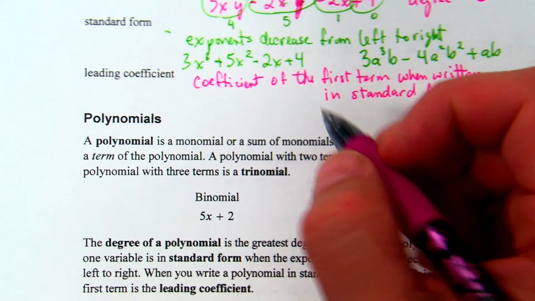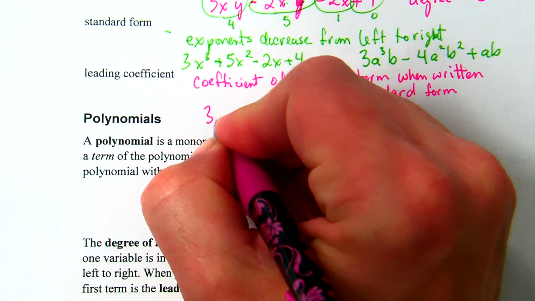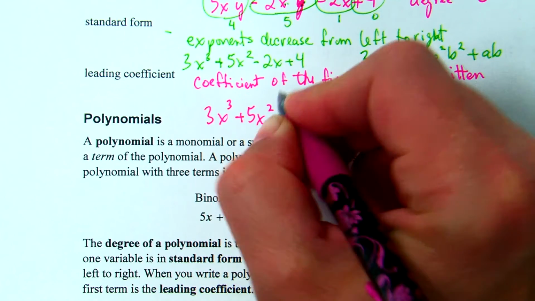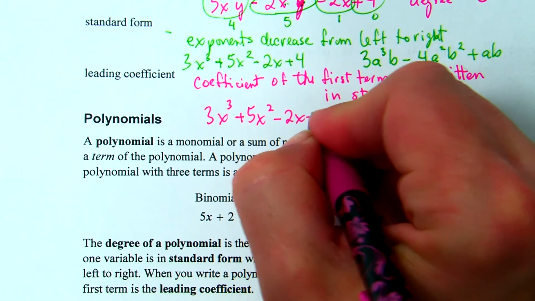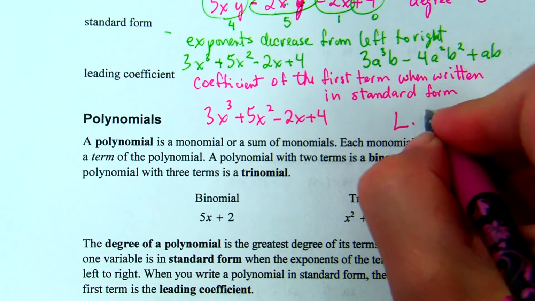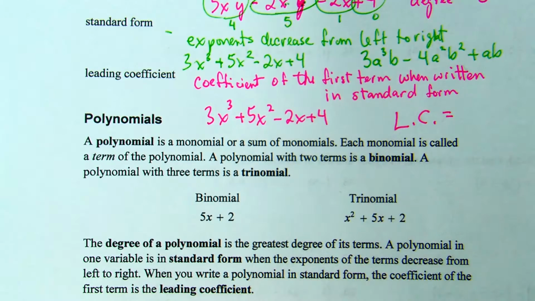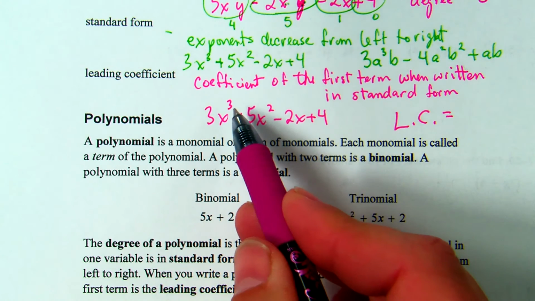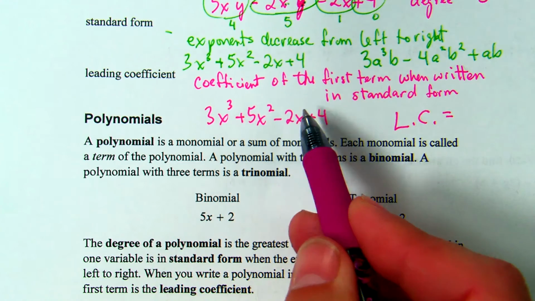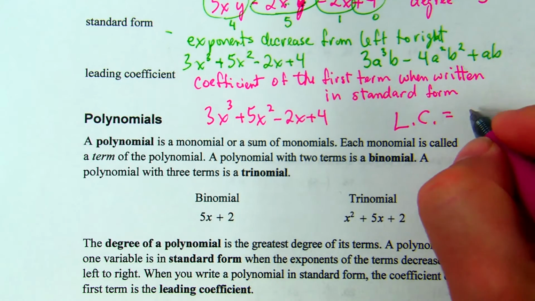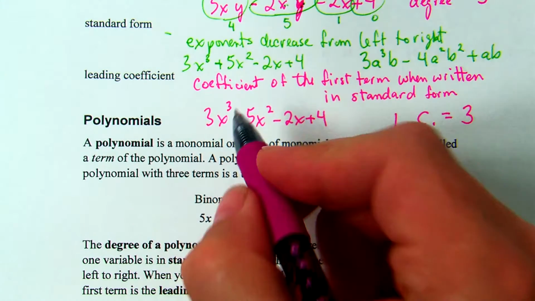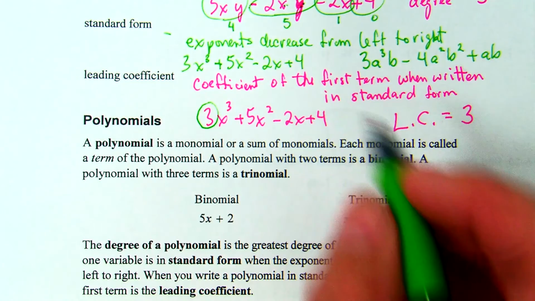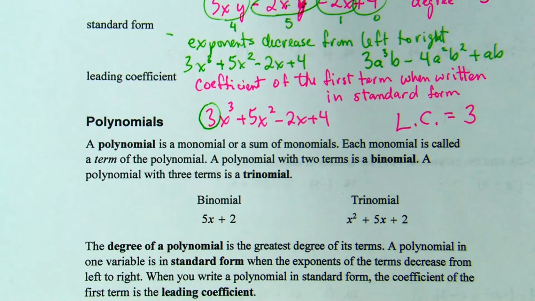As an example of that, we may have 3x cubed plus 5x squared minus 2x plus 4. The LC, or leading coefficient, is the coefficient of the first term, and this is in standard form. We're decreasing by exponents, 3, 2, 1, 0. So the leading coefficient here is 3. It's the coefficient in front of the x on the first term in standard form.